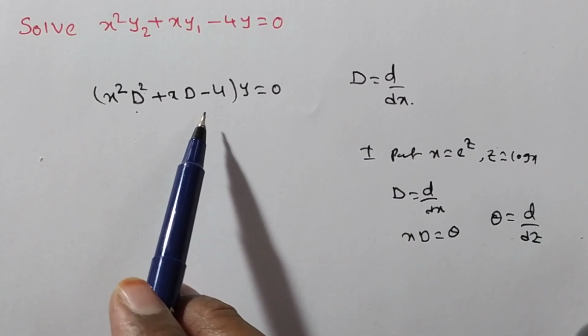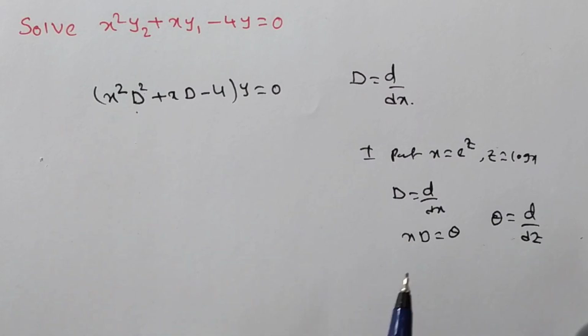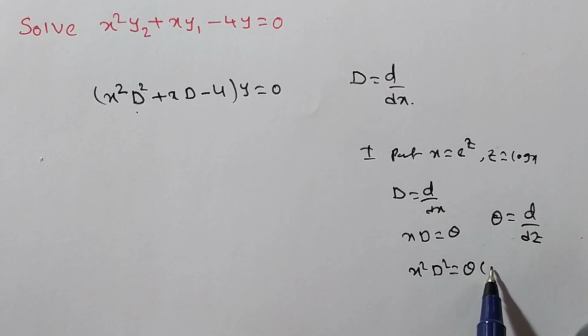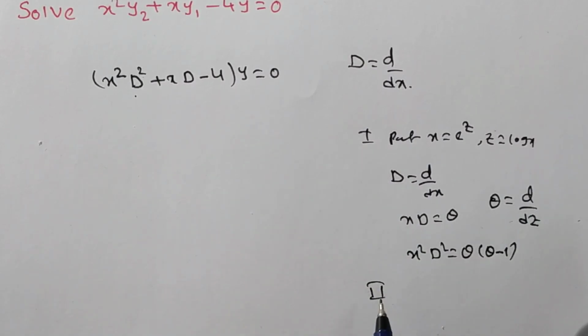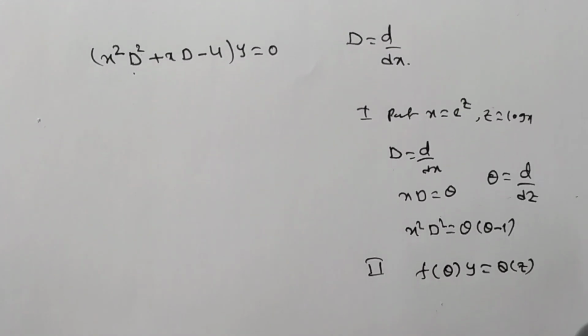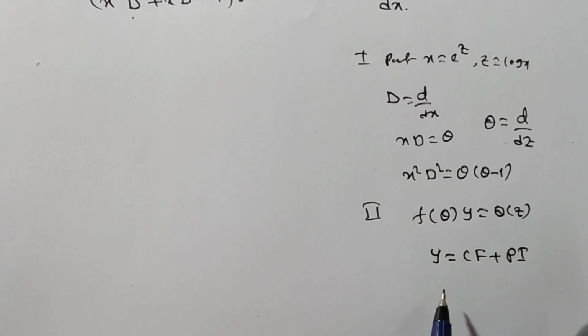Now in the problem we have x square d square terms and xd terms. So if xd we replace by theta, and x square d square we replace with theta into theta minus 1, then this variable coefficient will become a constant coefficient. That is, you will have finally f of theta into y is equal to q of z. Now this is an f of d into y is equal to q of x form only. So in this case you will have the solution as complementary function plus particular integral.